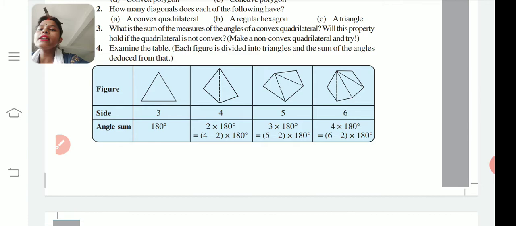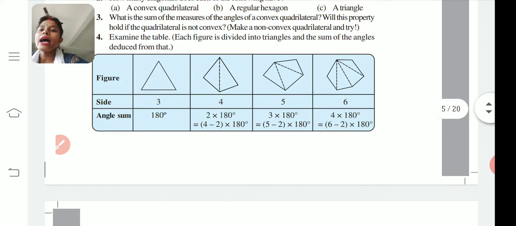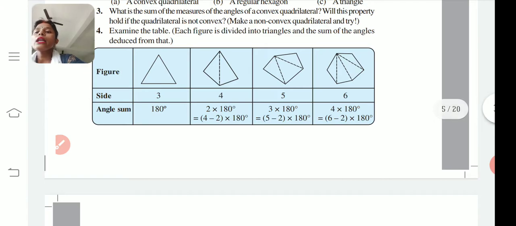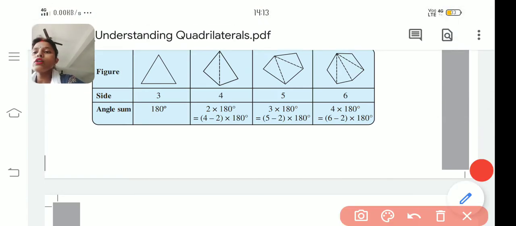Each figure is divided into triangles and the sum of all the angles is deduced from that. As you all know, the sum of all the angles of a triangle is 180 degrees. Here you also know about the quadrilateral: the sum of all the angles of a quadrilateral is 360. Now how will we find the sum of all the angles of the pentagon and of the hexagon?